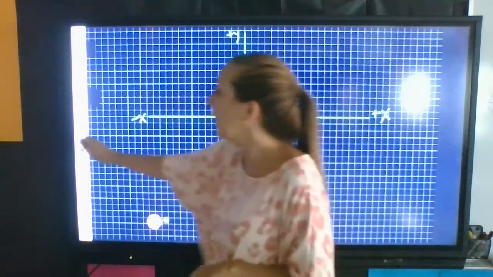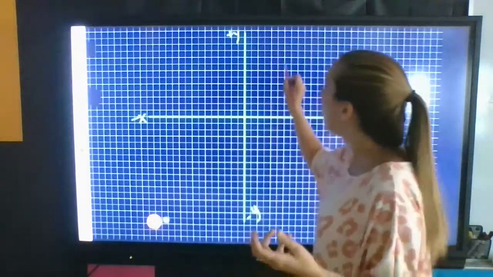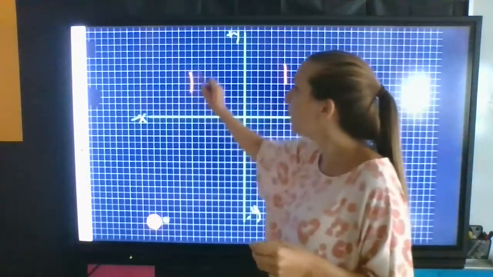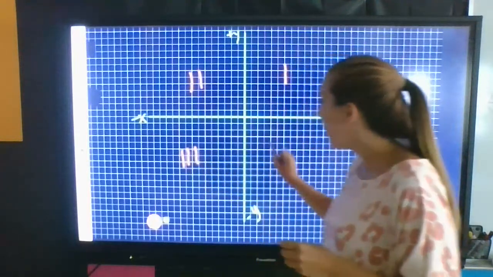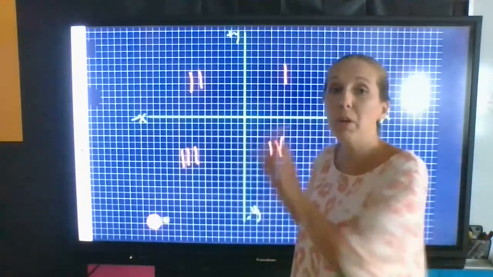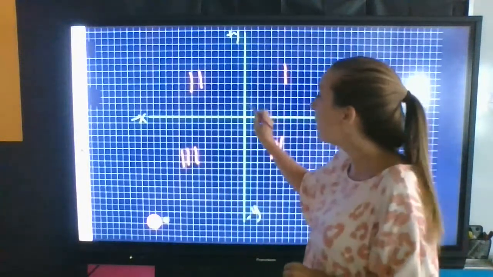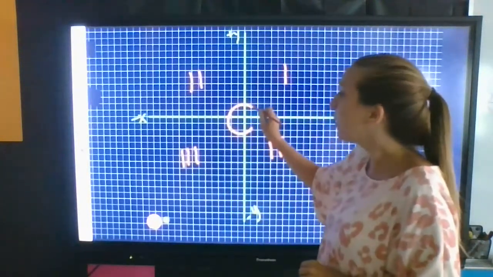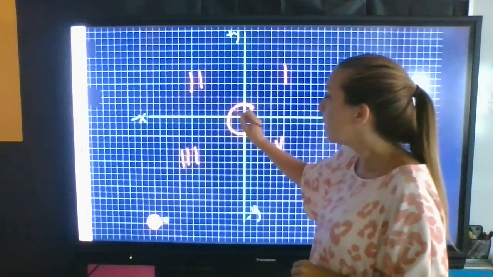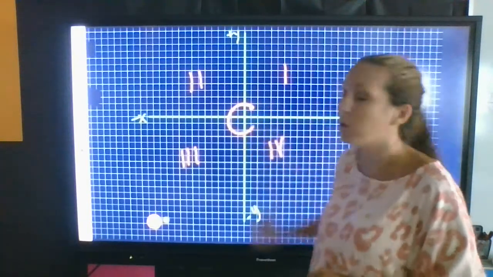Another thing we need to look at is that we have 4 quadrants, where in elementary and 5th grade, you really only focused on quadrant 1. In 6th grade, we really start pulling in 4 quadrants. So we have quadrant 1, quadrant 2, quadrant 3, and quadrant 4. These go counterclockwise, and the best way we can remember this is to make a C around the origin. So we have quadrant 1, quadrant 2, quadrant 3, and then quadrant 4.